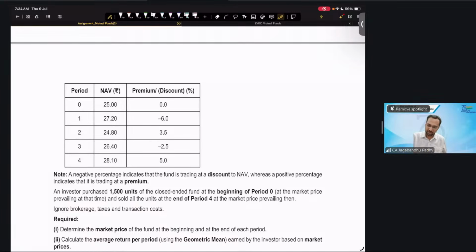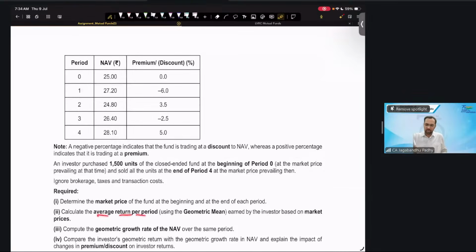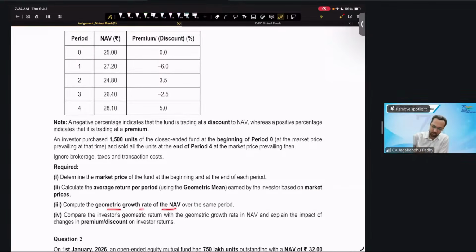So you have purchasing in time period zero; over here you have bought and here you are going to sell. Ignore brokerage, taxes and transaction costs. Determine the market price of the fund at the beginning and at the end of each period. Calculate the average return per period using a geometric mean earned by the investor based on market prices. Then compute the geometric growth rate of NAV, compare the investor's geometric return with the geometric growth rate in NAV, and explain the impact of changes in premium or discount on the investor's return.